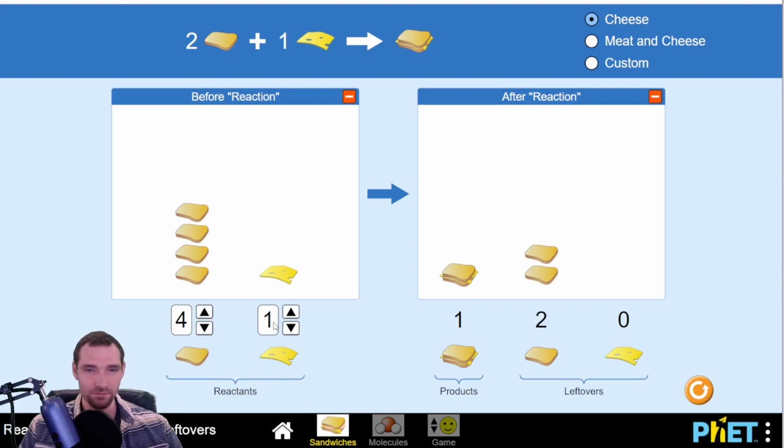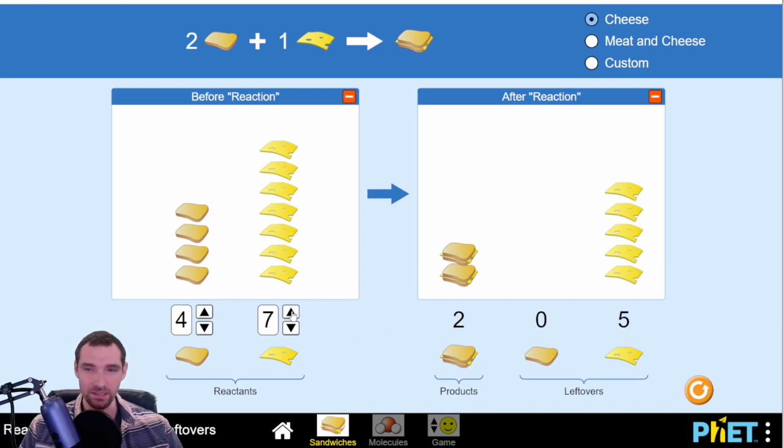So I can have more bread, but in this case, I'm being limited by the amount of cheese. And then I can change this up, and now I've got tons of cheese, and I'm being limited by the amount of bread that I have. So the amount of product is being limited by the amount of reactant.